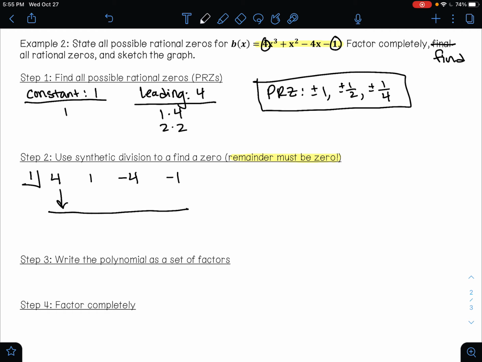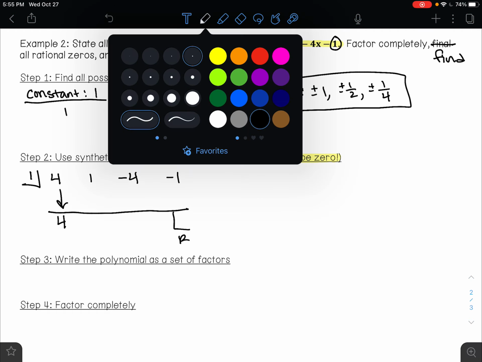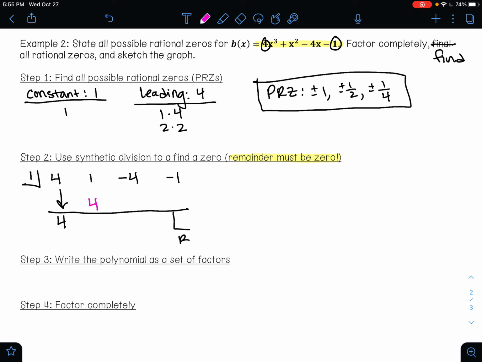I'm going to bring down that 4. And whatever I get here is my remainder. So let's see. 1 times 4 is 4. 1 plus 4 is 5. 1 times 5 is 5. -4 plus 5 is 1. 1 times 1 is 1. -1 plus 1 is 0. So this is a 0, right? Because we got 0 as our remainder, so that's good.